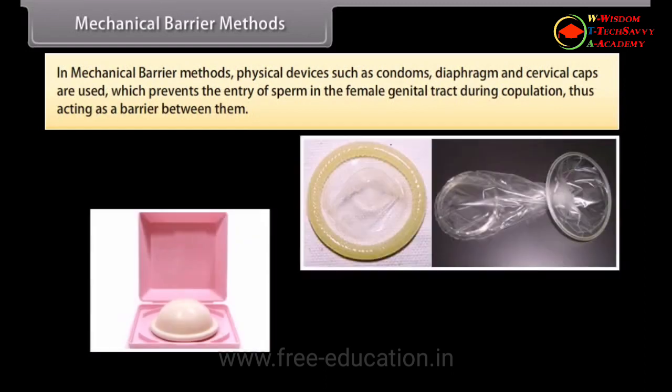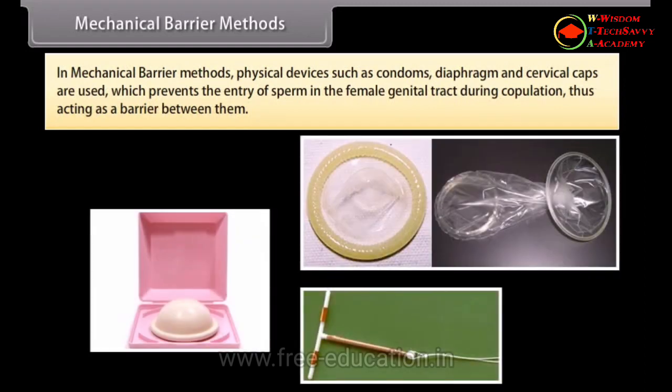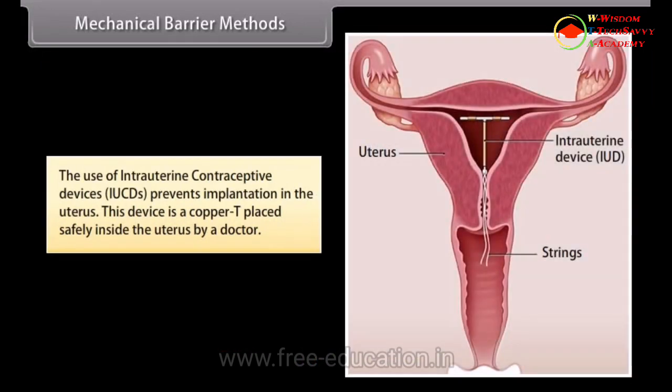Mechanical barrier methods. In mechanical barrier methods, physical devices such as condoms, diaphragm, and cervical caps are used, which prevent the entry of sperm in the female genital tract during copulation, thus acting as a barrier between them. The use of intrauterine contraceptive devices (IUCDs) prevents implantation in the uterus. This device is a copper T placed safely inside the uterus by a doctor.